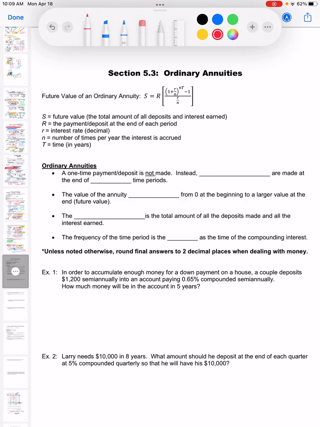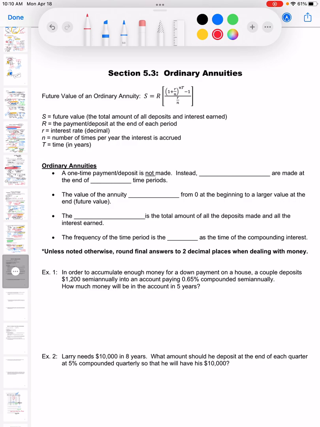All right, in 5.3, we're going to kind of switch gears. We're still talking about money, but it's going to be different than what we were doing in 5.1 and 5.2. In 5.1 and 5.2, we were depositing or taking out a loan just one time. There was one set P that we were dealing with. Now we're going to change gears and talk about ordinary annuities.